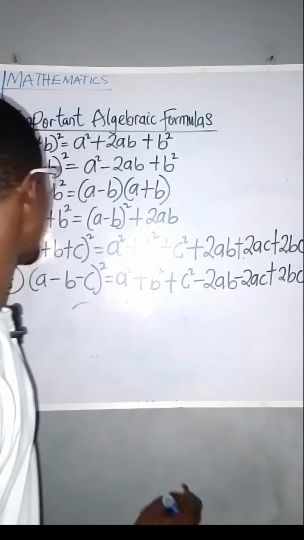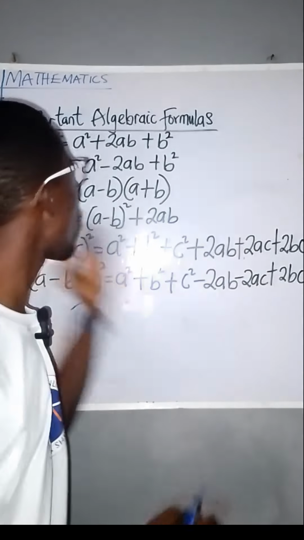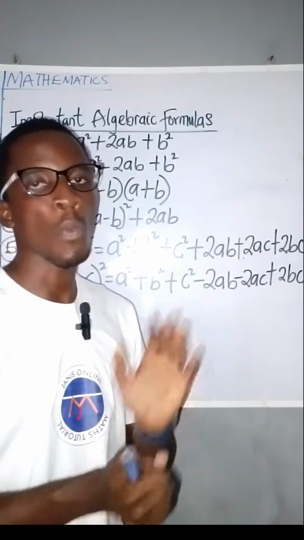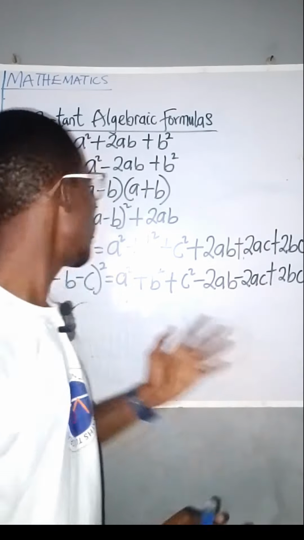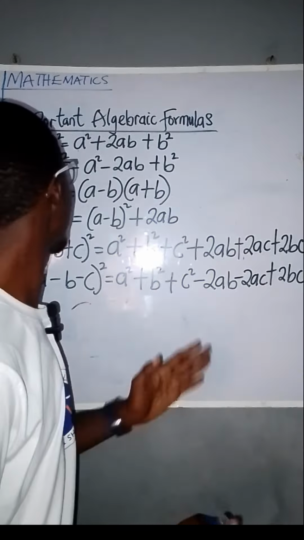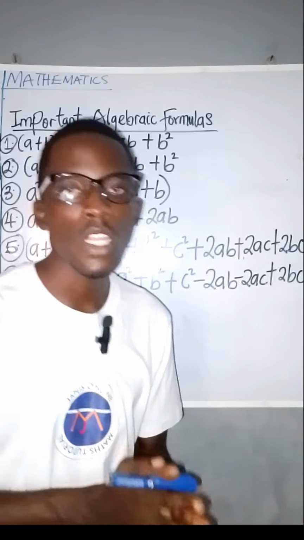So we'll be looking at six of them. There are six important algebraic formulas. I'll be solving just number 1 and 2, explaining them properly and expanding them. Then 3, 4, 5, 6 are self-explanatory. So let's look at number 1 now.